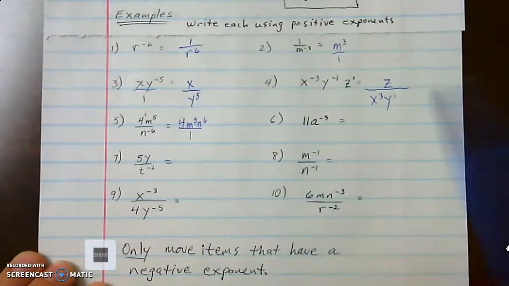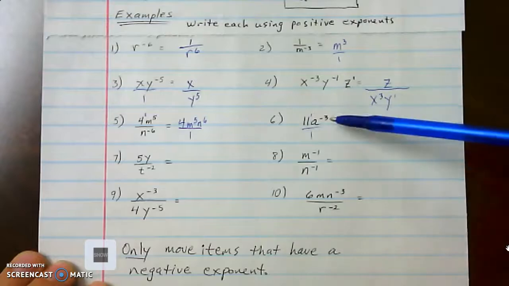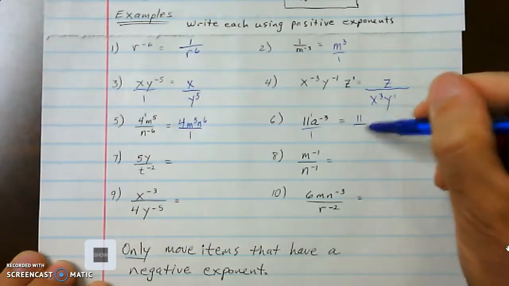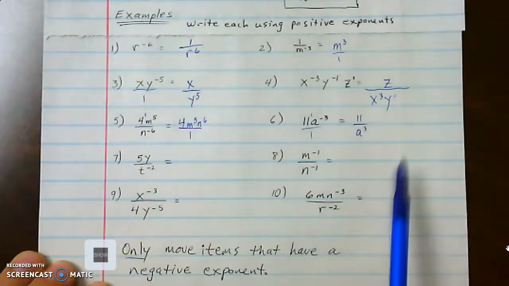Number 6, 11 has a positive exponent. Stay on top. And again, remember, everything's kind of a fraction like that. A has a negative. Put it on the bottom. It's 11 over a to the third. Don't forget to change them to positive. That's the whole idea here.